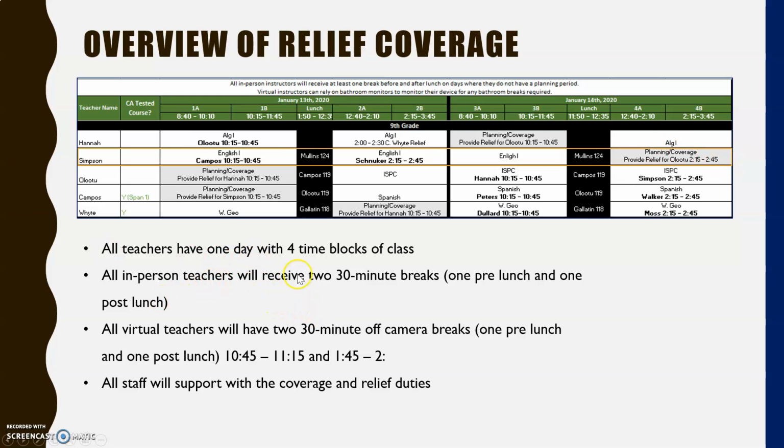So again, all teachers will have one day with 4 time blocks or 4 class periods where they are teaching. That means that we are going to work to provide every single teacher 2 30-minute breaks. All virtual teachers will also have 30-minute off-camera breaks so that you can organize your lesson for that day accordingly. The 2 time blocks are listed here at 10:45 to 11:15 and 1:45 to 2:15. All staff on campus will support with the coverage and relief duties in one capacity or another.